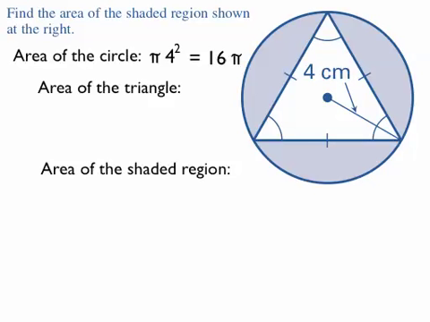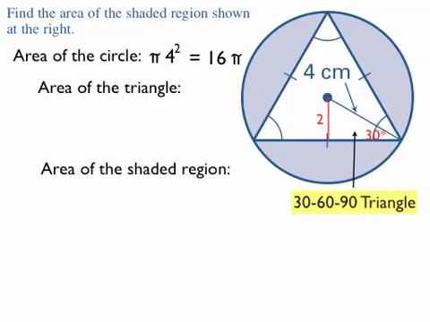I do know it's an equilateral triangle, and I do know that the radius of that equilateral triangle is 4 centimeters. What I'm going to be able to do is if I draw in this side right here, it's going to create a 30, 60, 90 triangle. What I know about this 30, 60, 90 triangle is that the hypotenuse is 4 centimeters. Because I know the hypotenuse is 4 centimeters, I know that the smaller leg is 2 centimeters. Remember, this is one of your special right triangles.